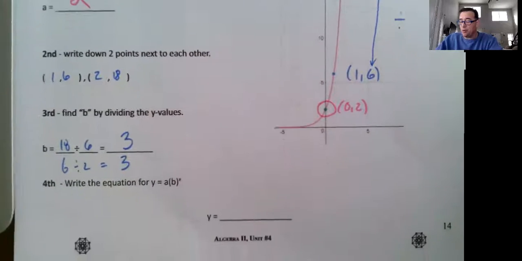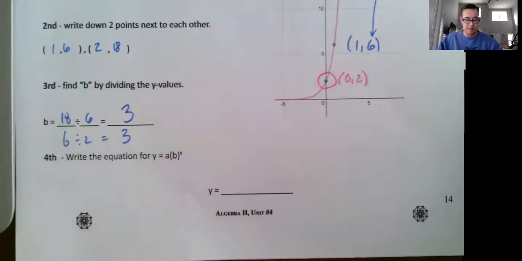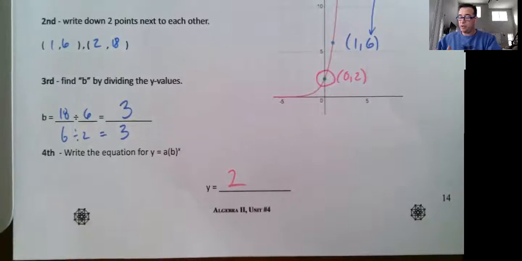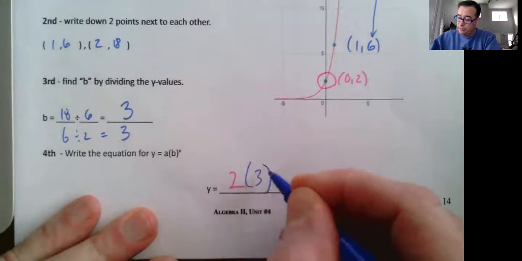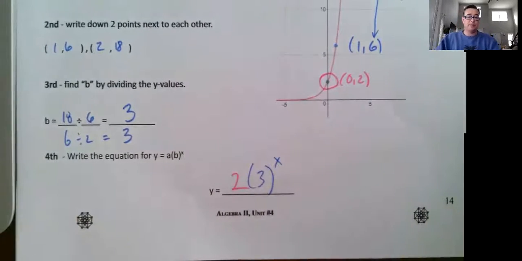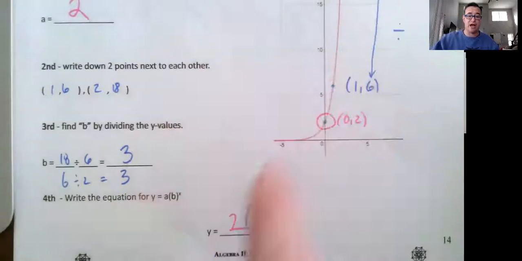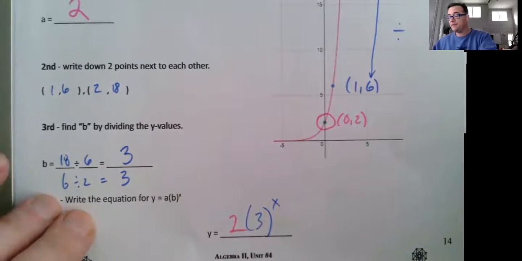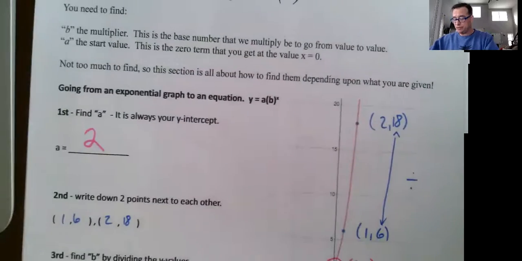So what is our equation in the format a times b to the x power? We said that our a was 2. We know that our b is 3, and we're raising that to the x power. So the equation of this graph is y equals 2 times 3 to the x power. Again, it's not super difficult, and it gives us a stepwise process to go through. Now I want to go through some examples to make sure that you can see them.